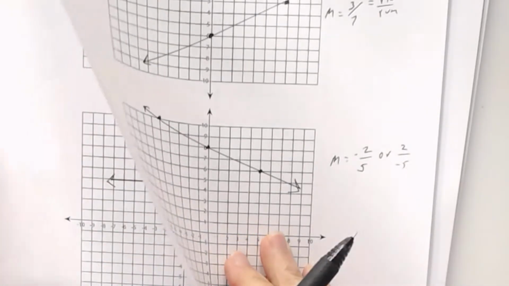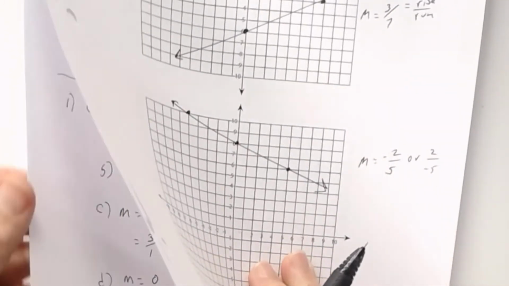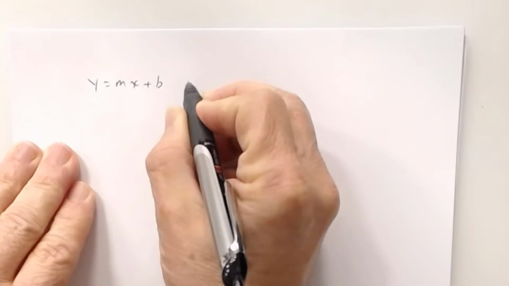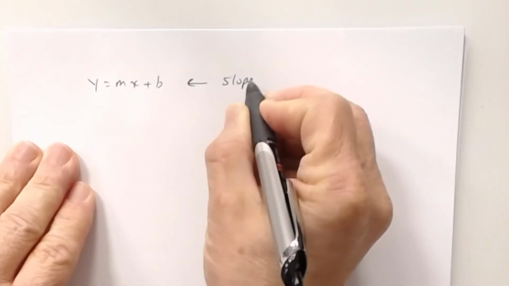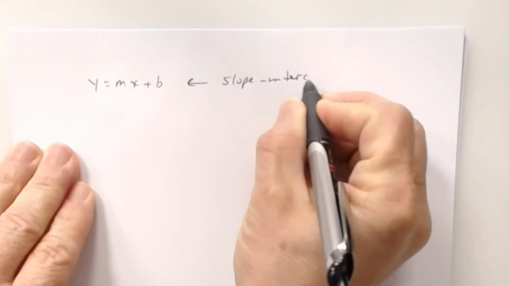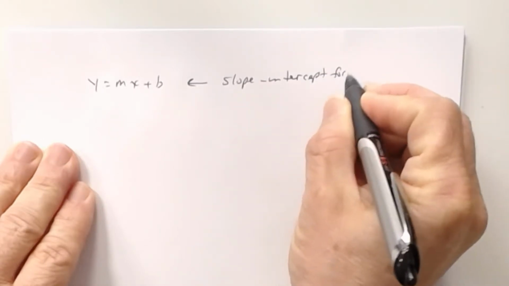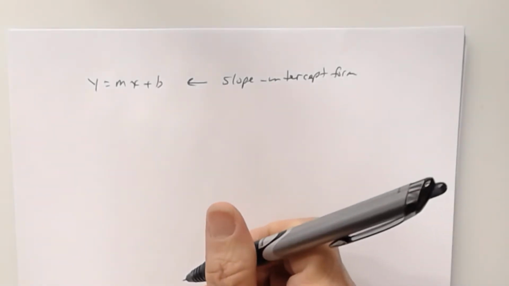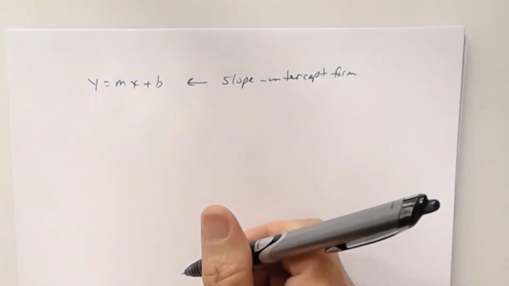Now, let's look at this. So remember a while ago we said that if we have y by itself, it's written in what form? What's that form called? Slope-intercept form. So y equals mx plus b. That's slope-intercept form. Right? But not all linear equations are written in slope-intercept form.